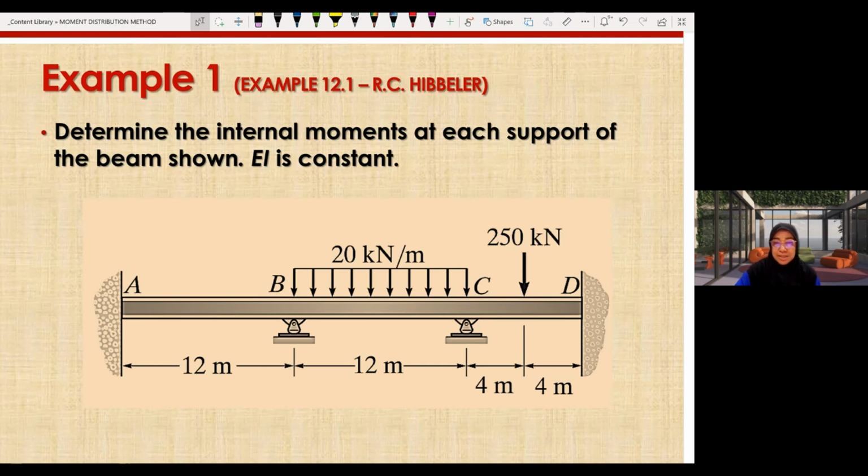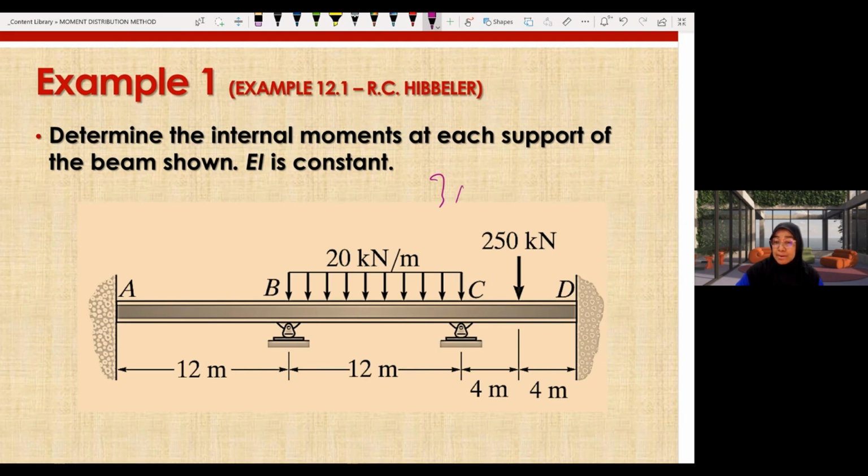Internal moment. Based on this diagram, A, B, C, D, A-B, B-C, C-D, there are 3 members, so 6 member end moments. From 6 member end moments, we have to have 6 DF as well. That means we have to have 6 columns in the table: AB, AC, AB, BA, BC, CB, CD, DC.